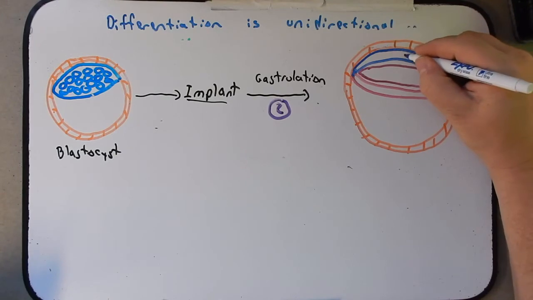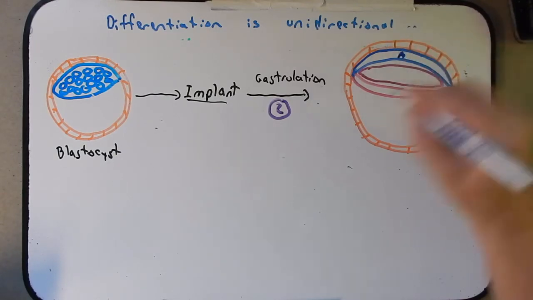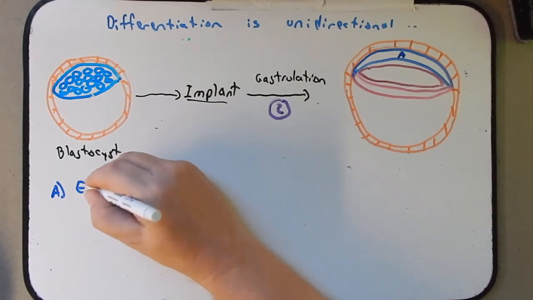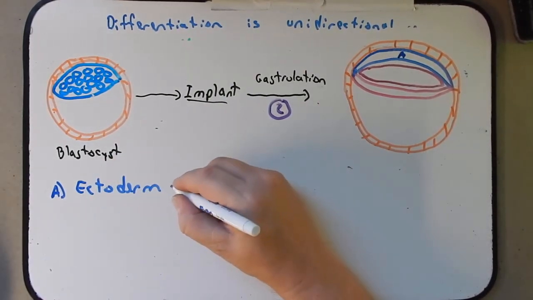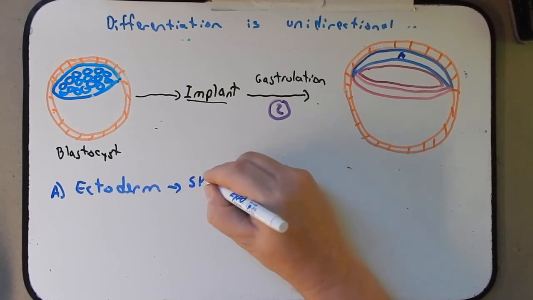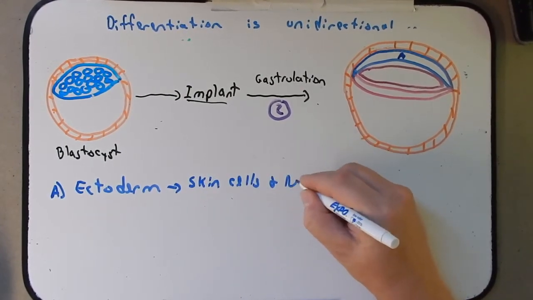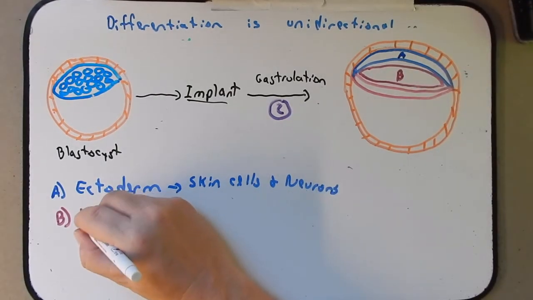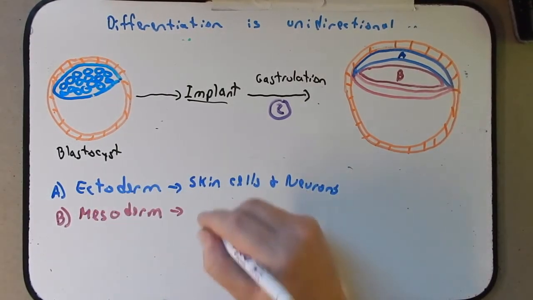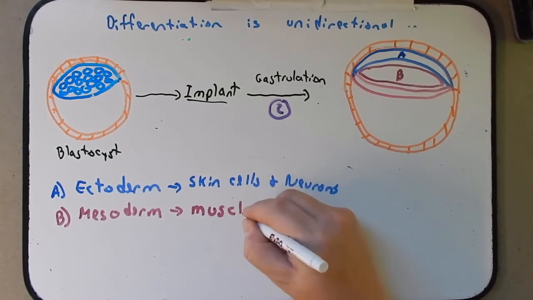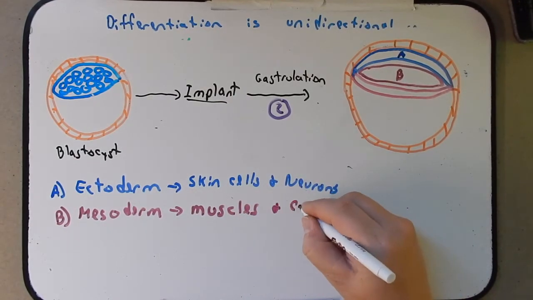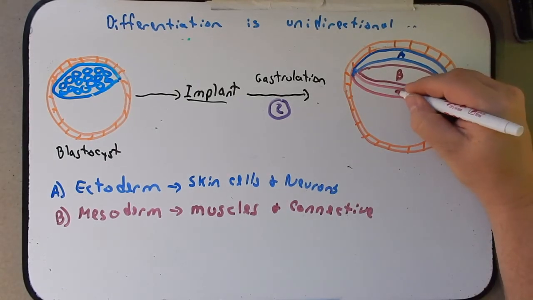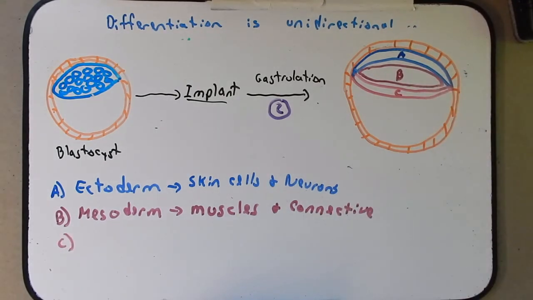These cells up here, which I'm going to mark with an A, just for a key, these A cells here are the ectoderm cells. Ectoderm cells will go on to become a variety of cells, including skin cells and neurons. Cells here in the middle, B, are called the mesoderm cells. The mesoderm will go on to form a variety of muscles and connective tissues, as well as some other tissues as well. And lastly, on the bottom here, I'll put C. These become the endoderm.